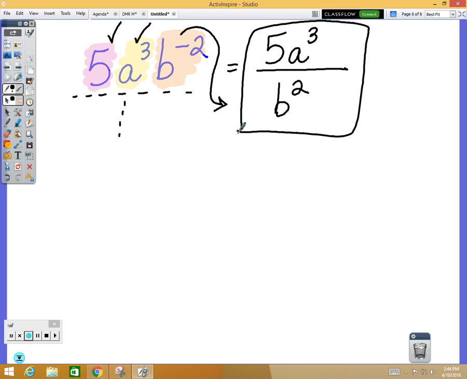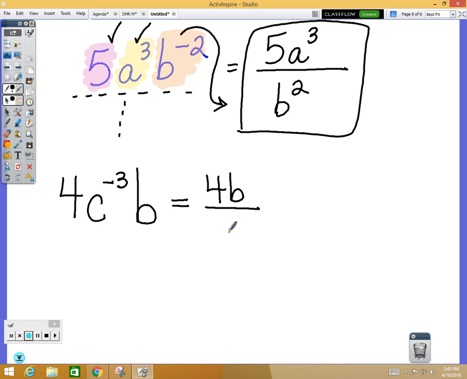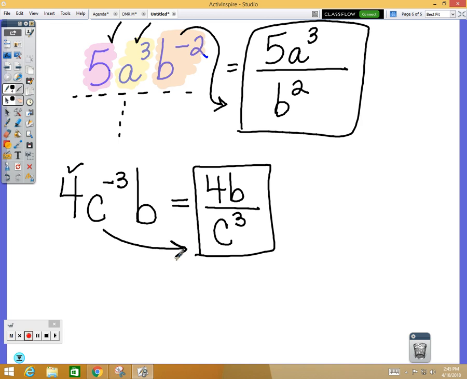What if you had 4c to the negative third power b? I'm going to let you think about it to yourself. What would go on top and then what would go on bottom in your fraction? Tate. Awesome. So your 4 is fine. Your c needs to be moved down to the bottom because it has a negative exponent. And your b is fine, so it can stay on top as well. Any questions about that? No?